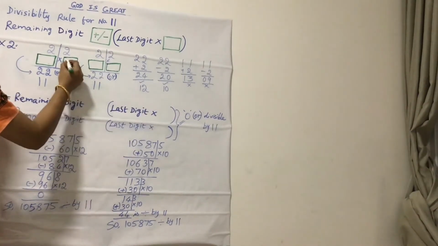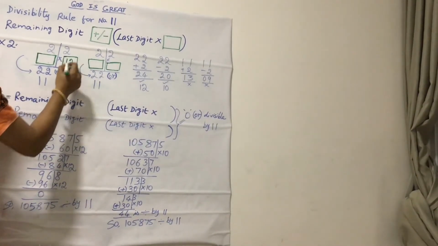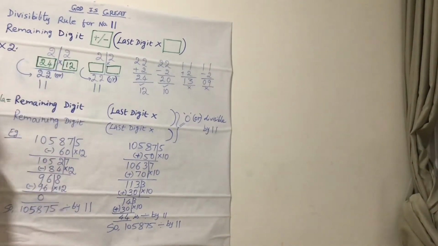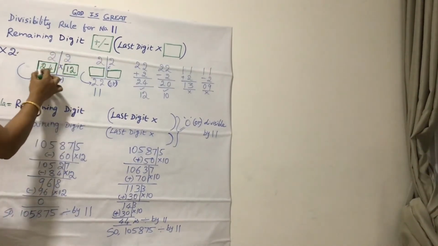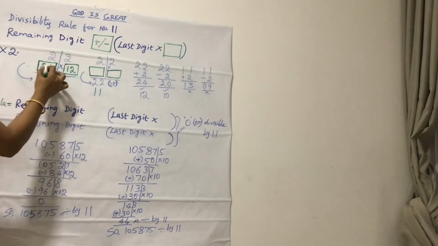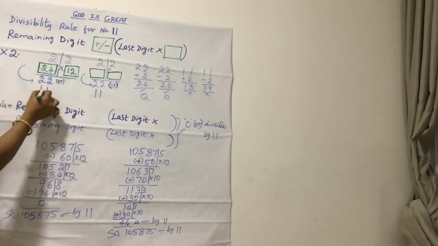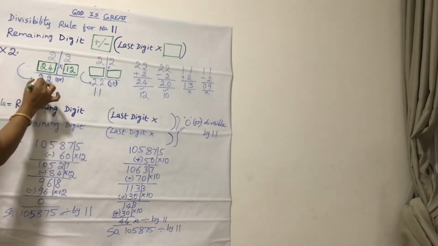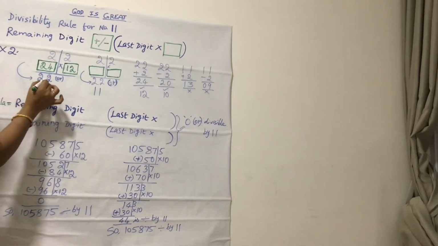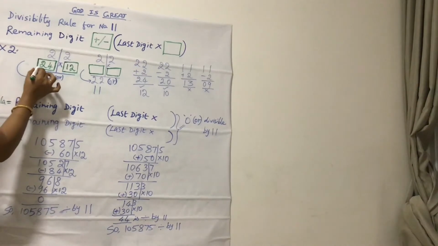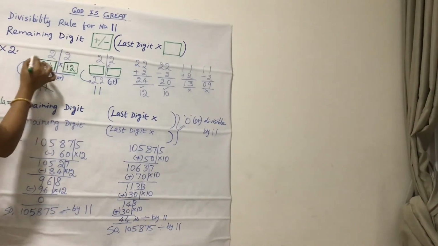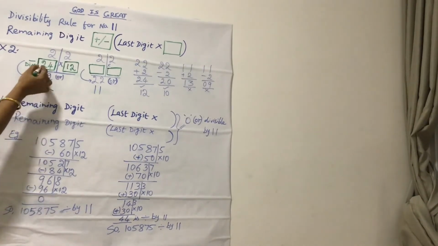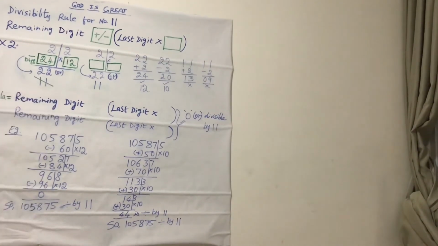So 12 times 2 is 24. However I do the addition or subtraction with 24 and 2, we are never going to get the answer as 11. The only answer that we are going to get is 22. So how are we going to get it? The difference between 24 and 2 will give you 22.